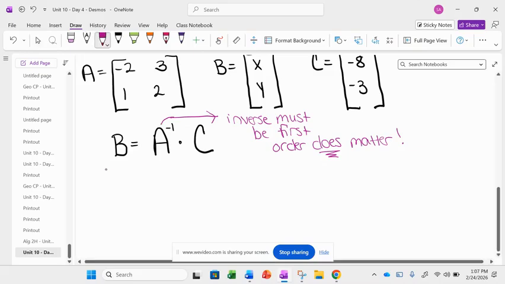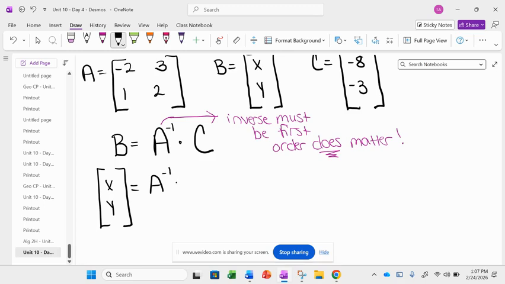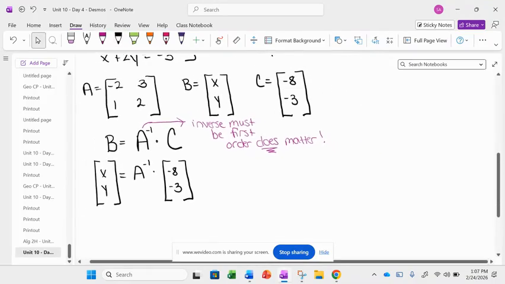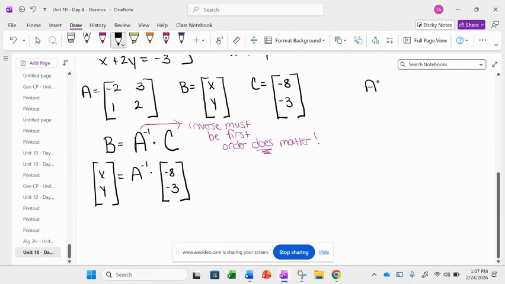Okay, well, we know matrix B is XY. I need to find the inverse of matrix A, and I know matrix C is negative 8, negative 3. So what I'm going to do now is over on the side of my paper, I'm going to find the inverse of matrix A. And if you guys remember, by hand, to find the inverse of a matrix, we're going to do 1 over the determinant of the original matrix times, we're going to switch spots A and D and negate spots B and C. You guys remember that from last class?